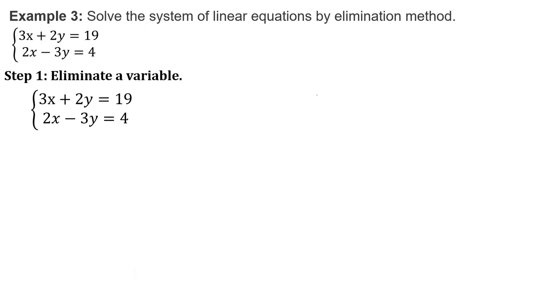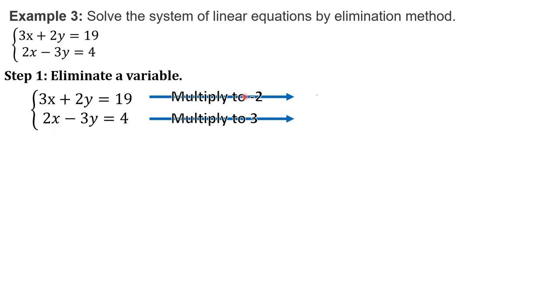In this third example, no coefficient is the same. So decide what variable to cancel, then multiply the equation by a number to make them the same. Example, I want to eliminate variable x. So 3x and 2x must have the same coefficient. To do that, I have to multiply negative 2 to the first equation and positive 3 to the second equation, so that both of the coefficients of x will become 6.